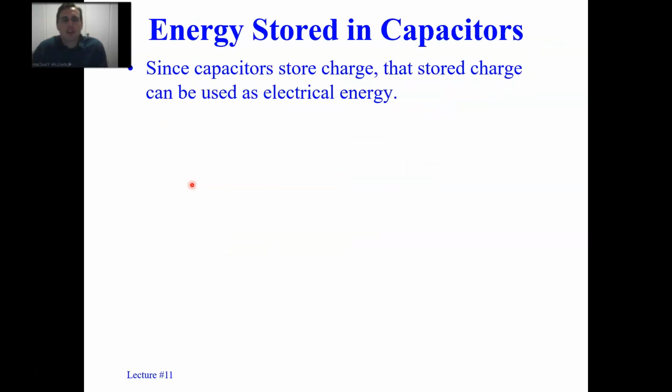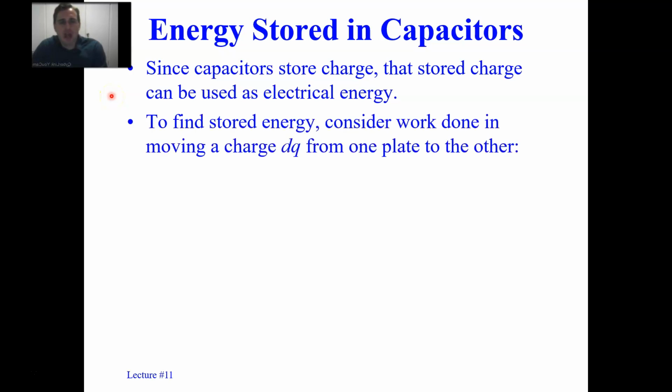And then I also want to talk about the energy stored in capacitors. Since capacitors store charge, the stored charge can be used as electrical energy. To find the stored energy, consider the work done in moving a charge dq from one plate to the next. So if you recall, the work done to move charge from one plate to the next is Q times delta V. But if it's a small amount of work and the voltage is constant across the capacitor plates, there's a little bit of charge, an infinitesimal amount dQ.